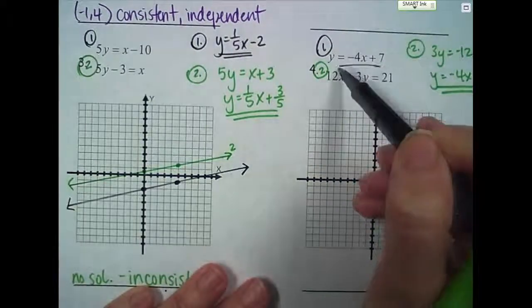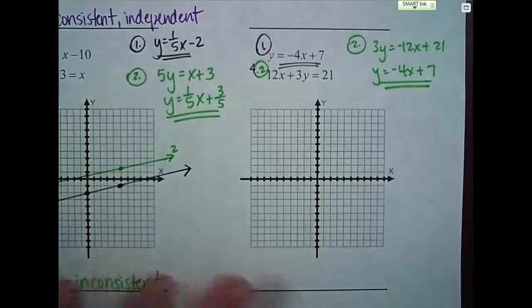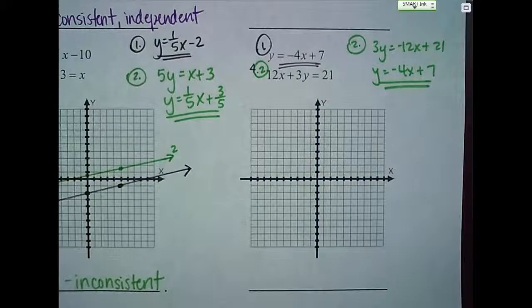What are we automatically already noticing? They just fancied up the what? The exact same problem, didn't they? You can go back and look at your notes if you want, but what happens when you have the exact same problem? How many answers are there? Tons, because it's the same exact line, isn't it? Every point on one line makes the other true, doesn't it? Even though it looks fancy or different, it's the same line.